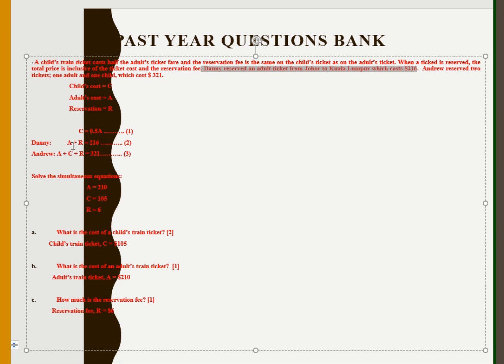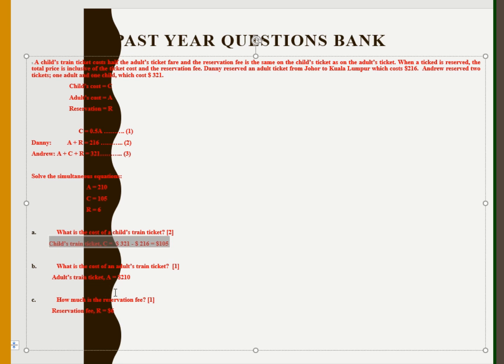So what is the difference between these two? The only extra with Andrew is the child ticket, right? Correct or not? So if I take 321 minus 216, it will be the child's cost, right? So let's do it here. 321 minus 216 will give you 105. So a child's ticket will be 321 minus 216, because the difference between Andrew and Danny's reservation is that extra child ticket.